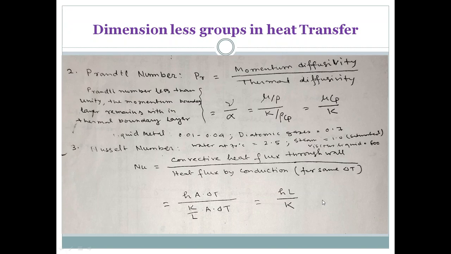So if somebody asks you what the Nusselt number is, tell them it is hL by k. Tell the physical meaning first: convective heat flux through the wall divided by heat flux by conduction for the same delta T. If anybody asks what the Prandtl number or the Reynolds number is, first tell the physical meaning of it. Then you tell that mathematically it is hL by k.